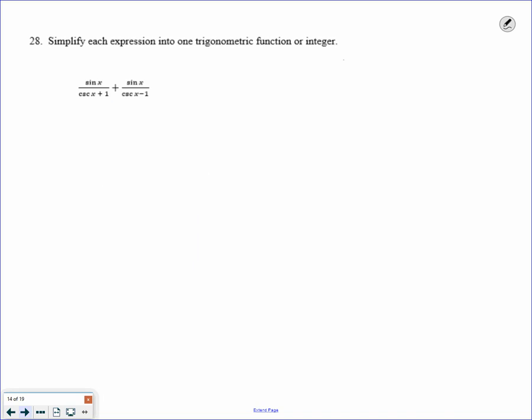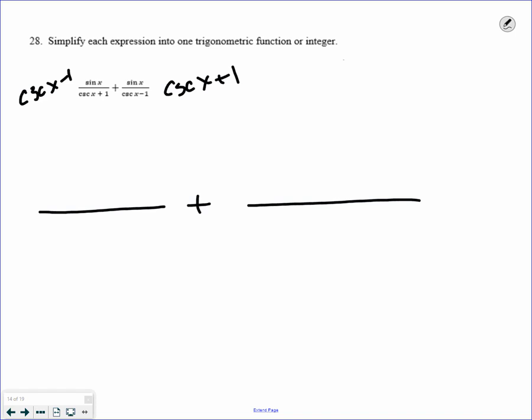All right, things get a little trickier now. Anytime you see a binomial that is not squared, so it's not a Pythagorean identity, you should multiply by the conjugate. The conjugate is cosecant x minus 1 for the first one, cosecant x plus 1 for the second one. So this is what you're going to end up with. And I'm going to draw this out pretty big here. I'm going to FOIL, so I'm going to multiply both top and bottom here. I'm going to get cosecant x squared minus 1, cosecant squared minus 1.